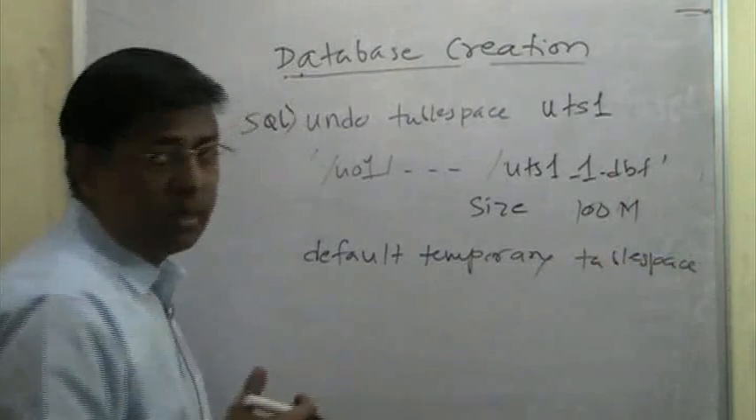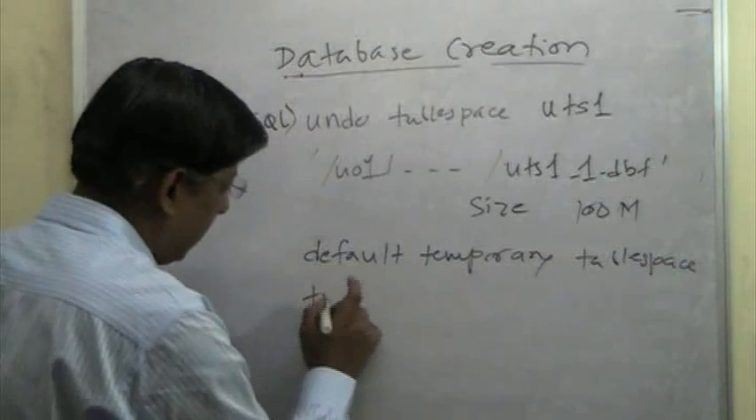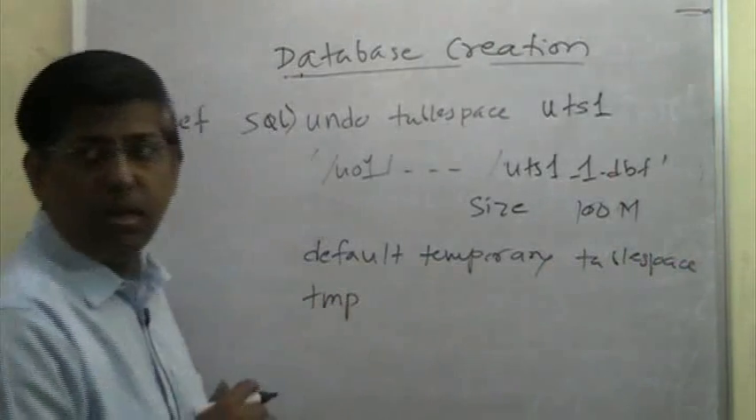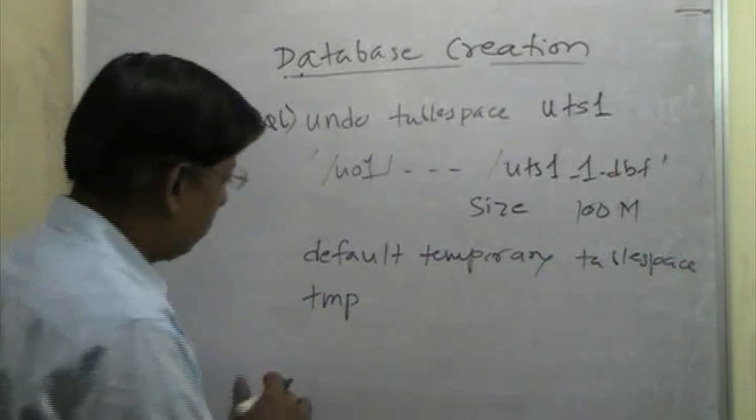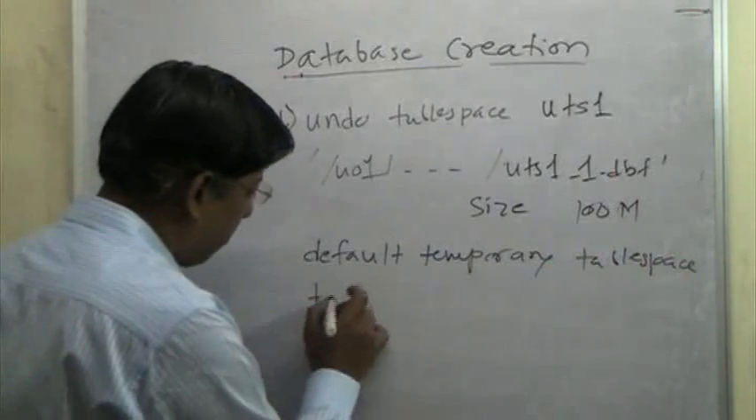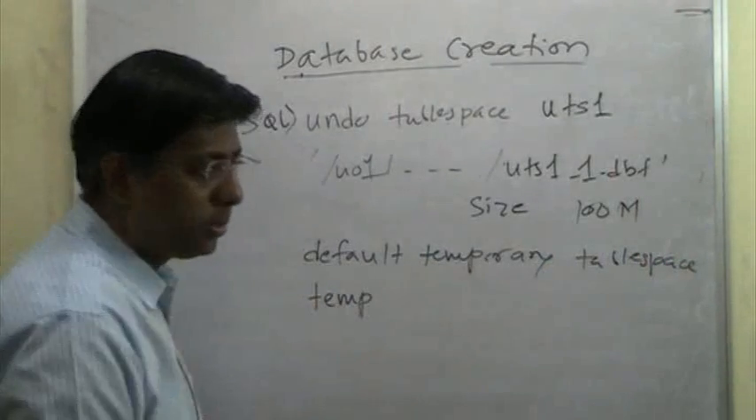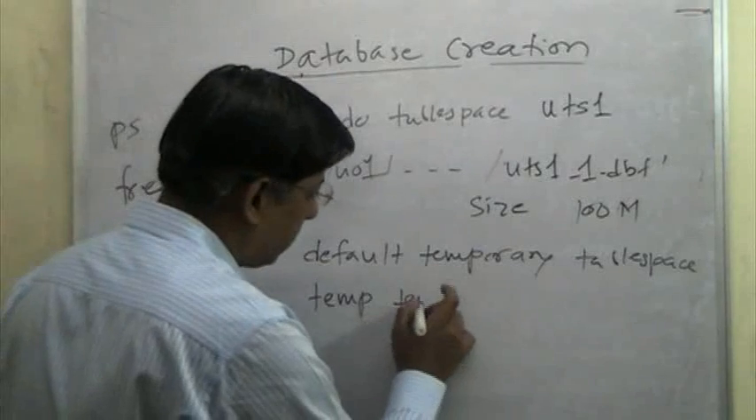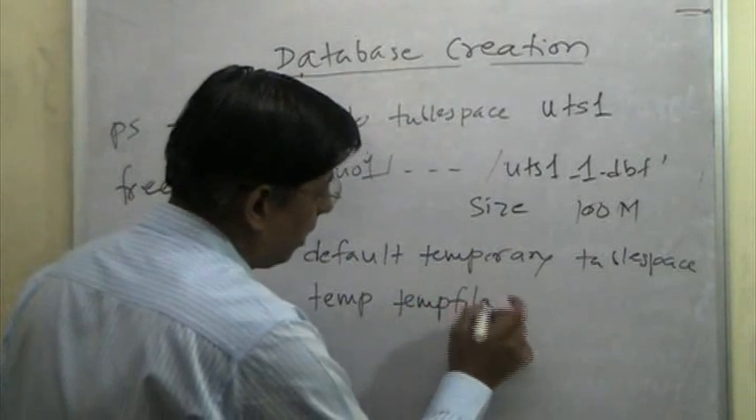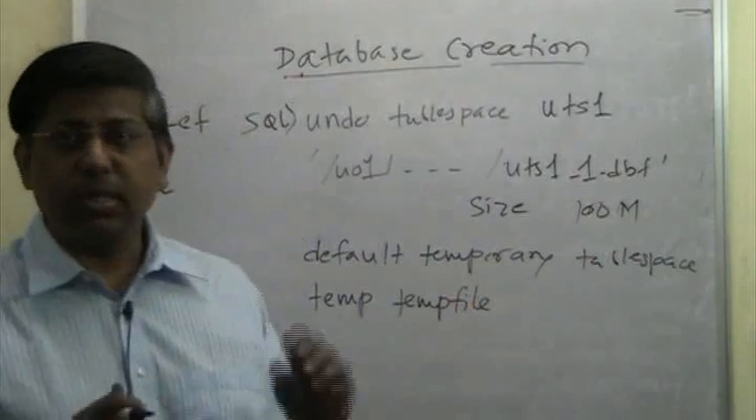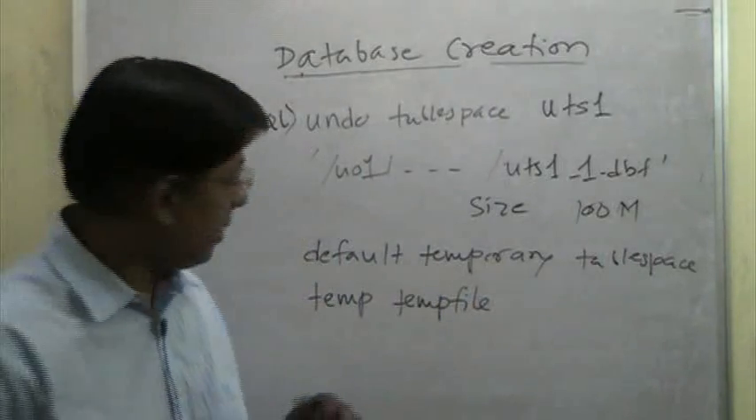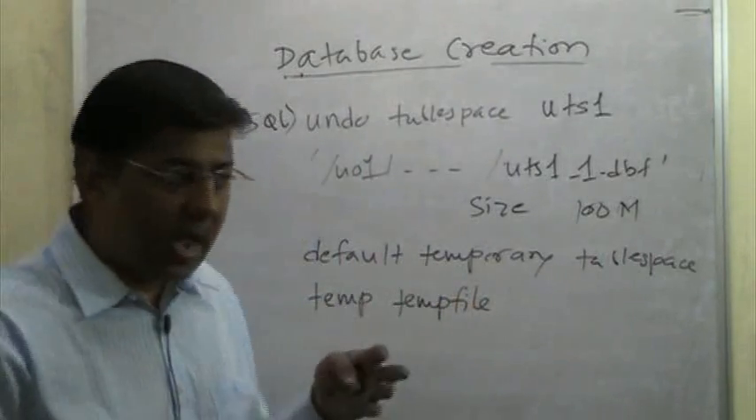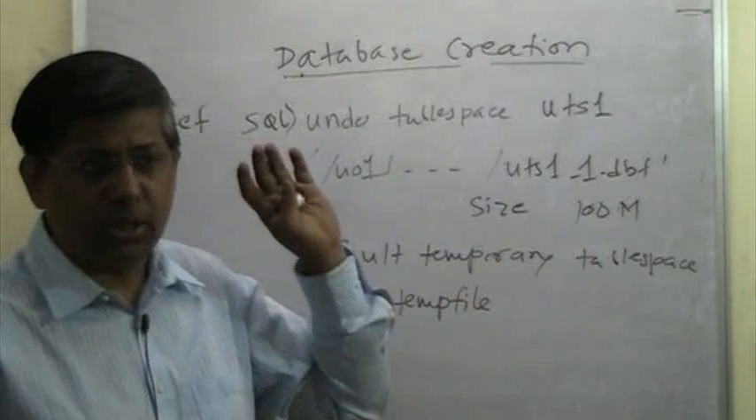What is going to be the name of the default temporary table space? You can give anything, TMP or TEMP or whatever. So I will give the name as TEMP: default temporary table space temp, and then you're going to say tempfile. We could have done this using the create temporary tablespace command also, but I prefer to do this using the database creation itself.